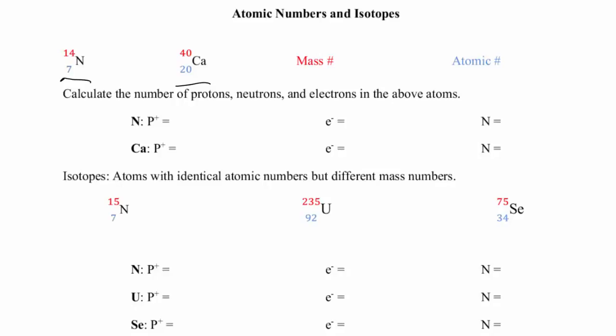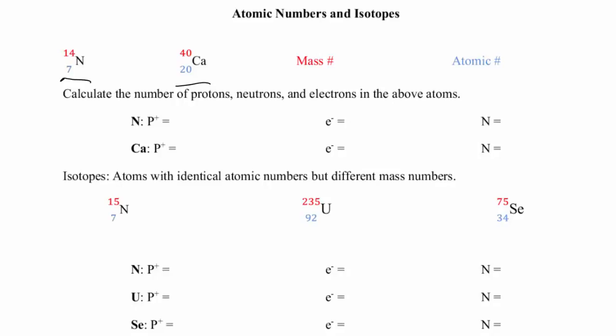If you're confused about which one's the mass number and which one's the atomic number, look at the bigger one of the two, and that will always be the mass number. In the first question, it's asking us to calculate the number of protons, neutrons, and electrons in the above atoms.